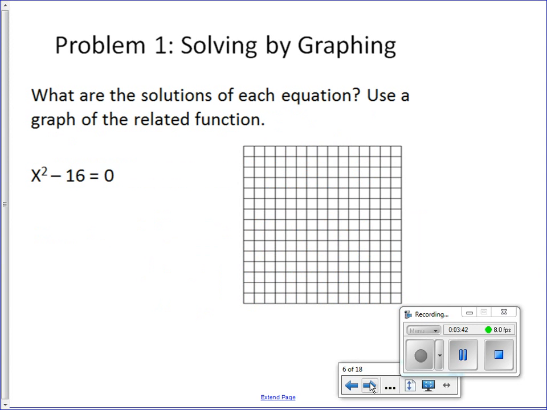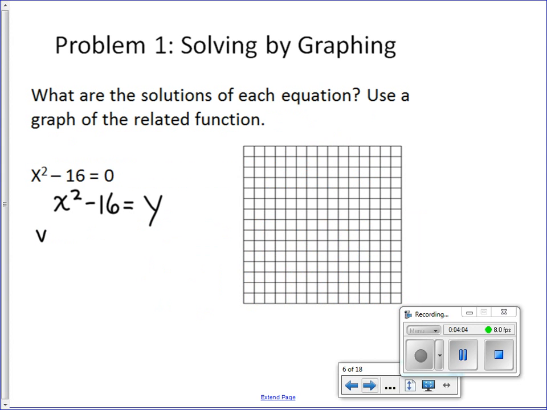Okay, problem 1, solving by graphing. What are the solutions of each equation? Use a graph of the related function. Okay, we're going to graph this equation, and to do that we want to write the related function, meaning we're going to replace the 0 with y.